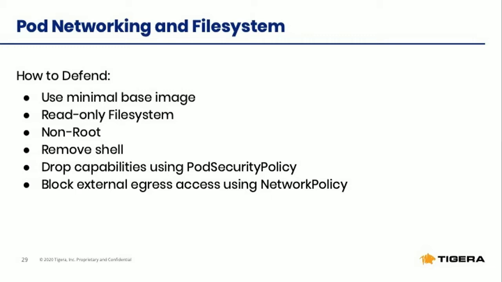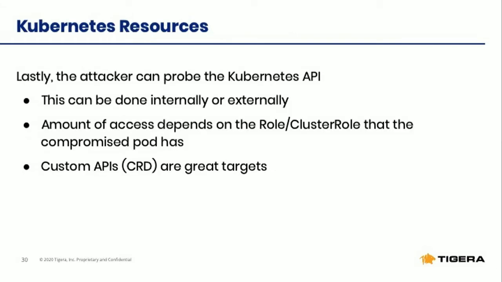Next, we also want to drop and remove the shell of the image. There's really no point nowadays that you need a shell to run your applications. You can have Kubernetes run your application directly, so you don't need a shell. This makes it harder for the attacker to inject a shell and get shell access. We also want to drop the capabilities of your pods if you don't need them, using the pod security policy. And lastly, you want to block egress or internet access using network policy if for some reason you don't need internet.